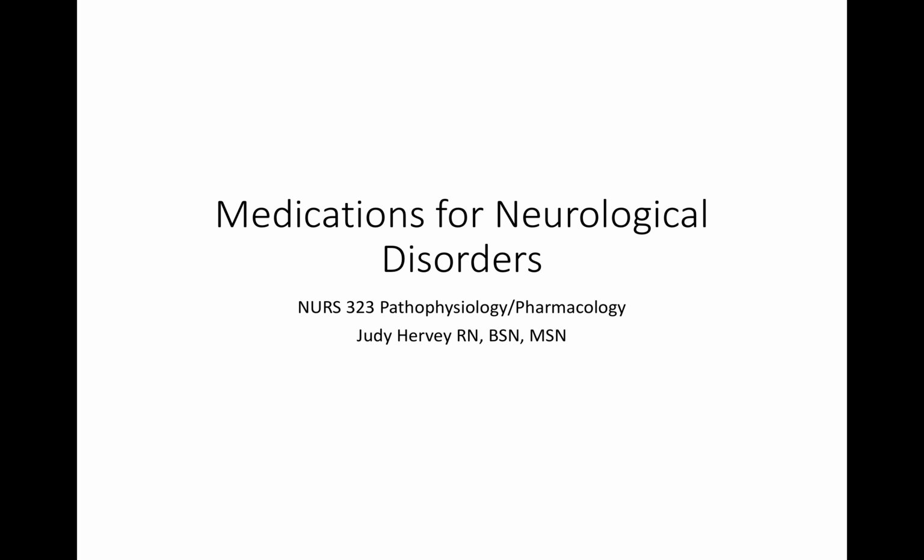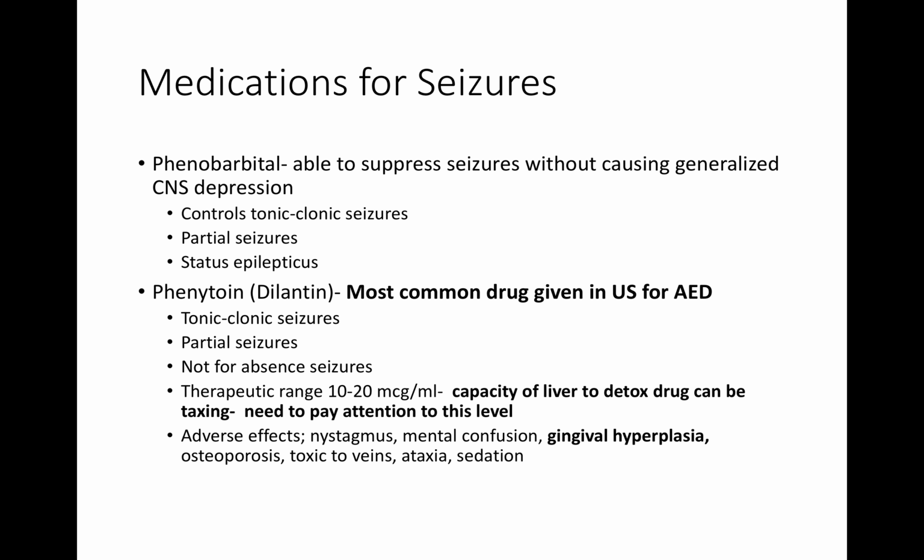Hello, everyone. We're now going to be discussing the medications for neurological disorders. So here we are, phenobarb. This is an old barbiturate, been around since 1912. It's able to suppress seizures without causing generalized central nervous system depression. And you can see what it controls: tonic-clonic seizures, partial seizures, and also status epilepticus.